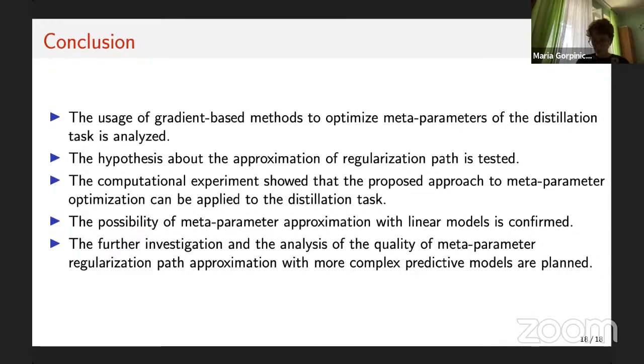The combination of these approaches was evaluated in the numerical experiment on a CIFAR-10 dataset and on the synthetic dataset. The computational experiment showed the effectiveness of gradient-based optimization for the selection of metaparameters of the distillation loss function. The possibility of regularization path approximation using linear models was analyzed. In future, the further investigation and the analysis of the quality of metaparameter regularization path approximation with more complex predictive models is planned.